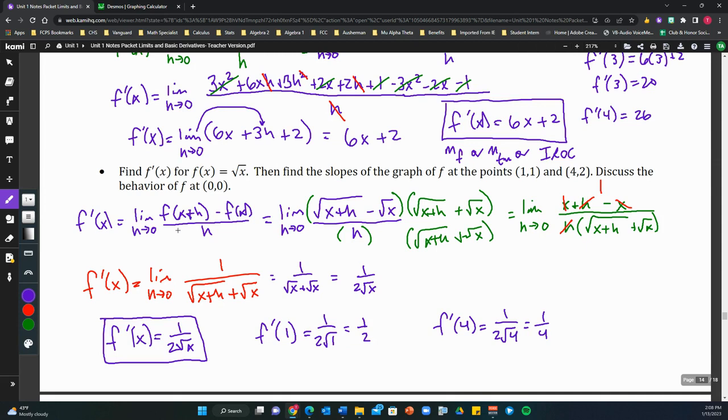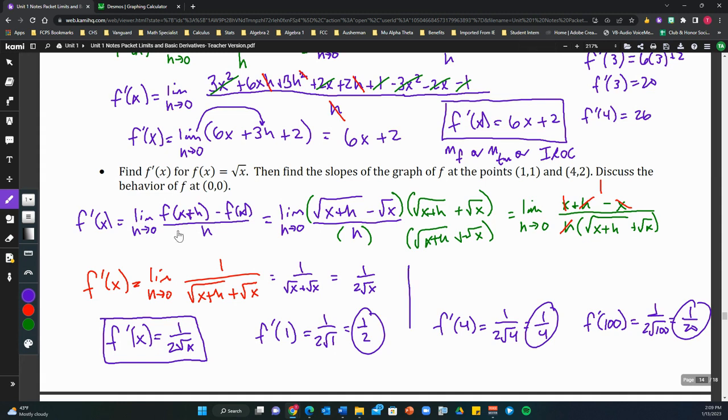I want to do one more point just to reinforce something I'm going to show you on the graph in a second. Let's say I wanted to pick a big value of x, like 100. If I plugged 100 in there, I would get 1 over 2 square roots of 100, or 1/20. I want you to notice what's happening to the value of these slopes. As x gets progressively bigger, 1, 4, 100, the value of the slope is getting smaller: 1/2, 1/4, 1/20.